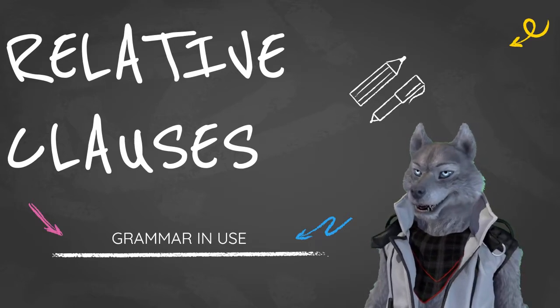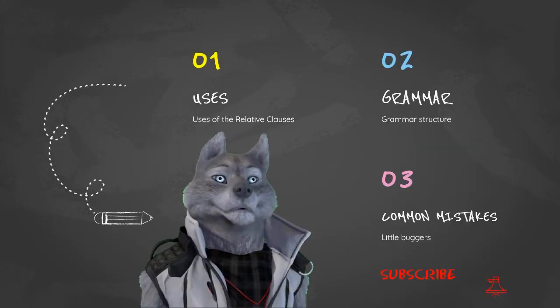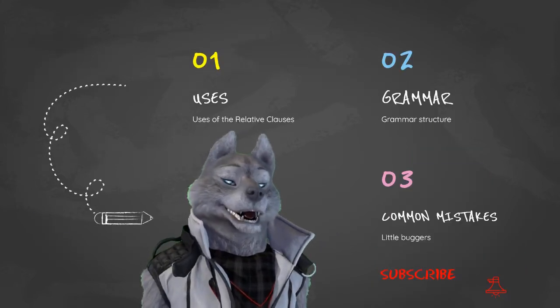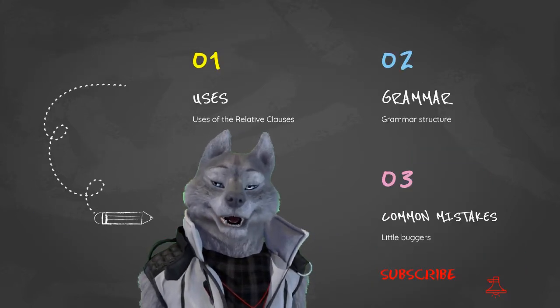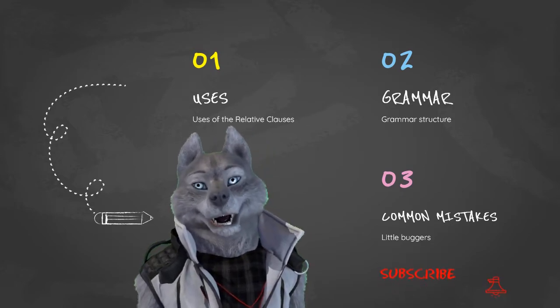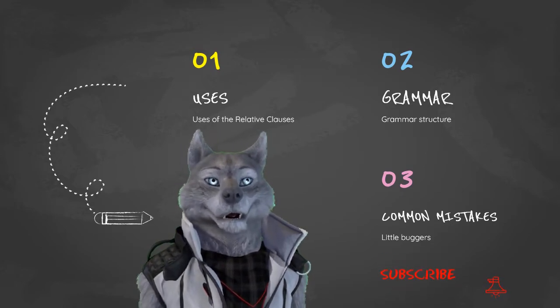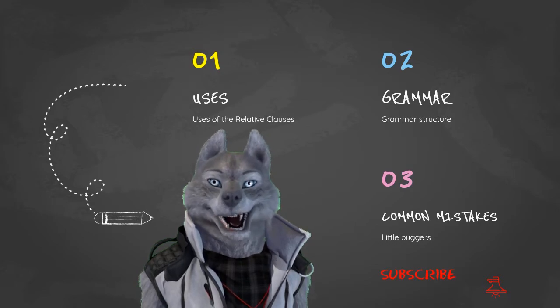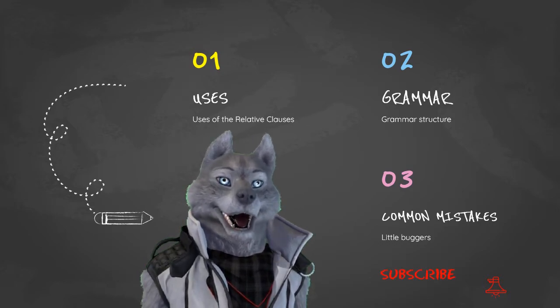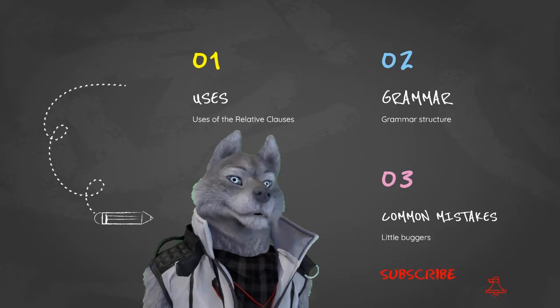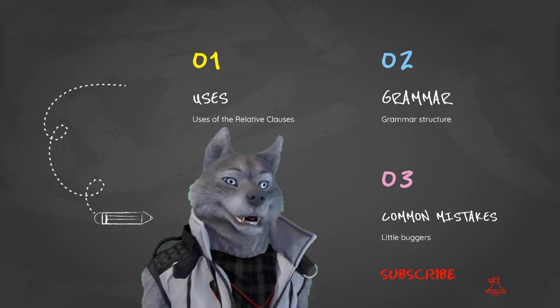Relative clauses: not a difficult topic, a little bit tricky to master, and in this video I hope I will help you. So, let's start. You know the drill. First, we're gonna go with the uses, then we check the grammar, and finally, we're gonna see some common mistakes. I'm not gonna go into details on this topic, just three little things. And you are going to wonder, so what's the exercise this time?